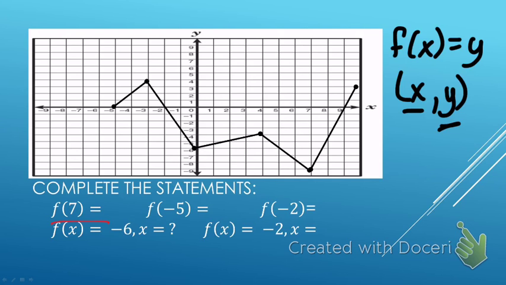So when I'm looking at f of 7, inside the parentheses, that's an x value. So I have an x coordinate of 7. I need to find the y coordinate that goes along with it on the graph. So I'm going to go over here to x is 7, and the coordinate down here would be 7, negative 9. So our answer here would be 7, negative 9.